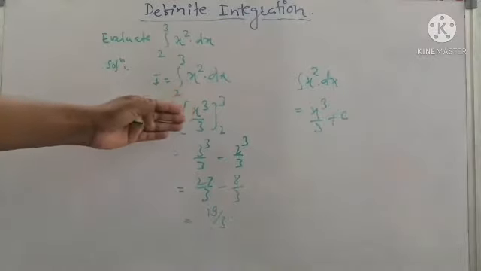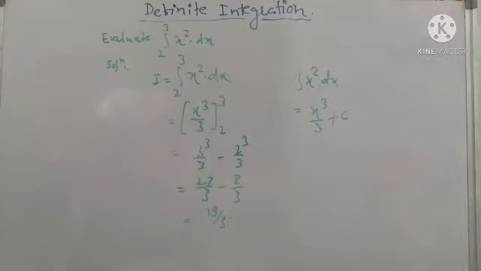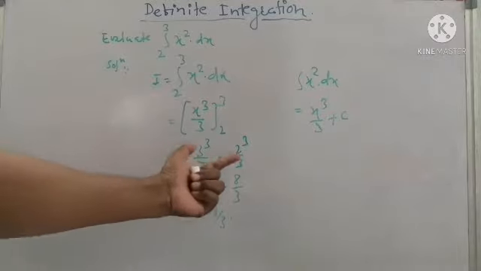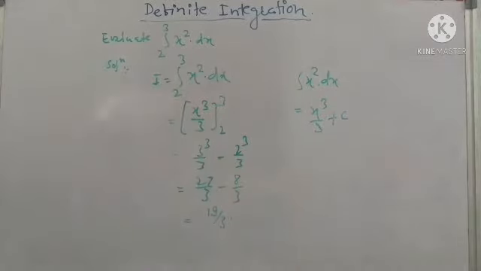c, and then first put the upper limit, so you get the upper value of integration, and then put the lower limit in the integration, so you get the lower value of integration, and then subtract the lower value from the upper value to get a definite or constant value, which is the integration of your example.